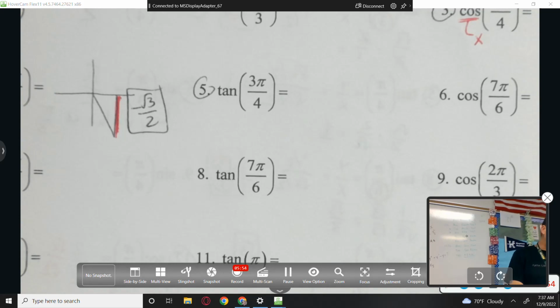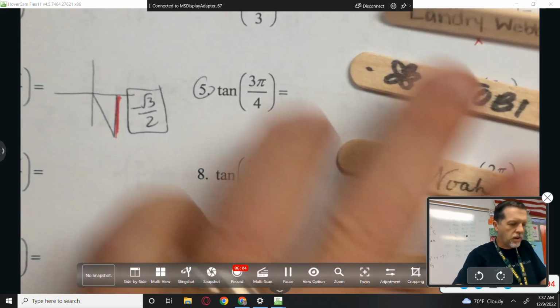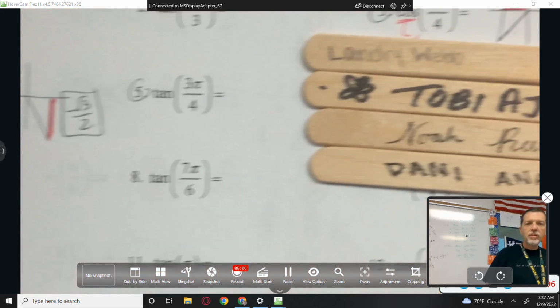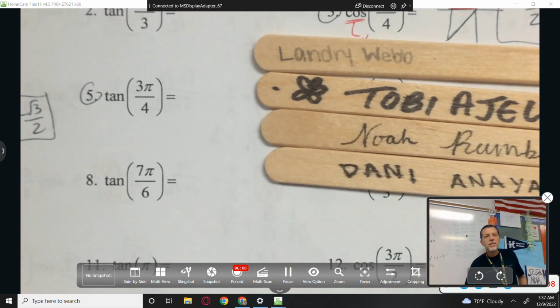Let's look at number 5. Tangent of 3 pi over 4. Again, we do it this way. I get to call lots of people to do lots of pieces of the problem. So looking at number 5, tangent of 3 pi over 4.